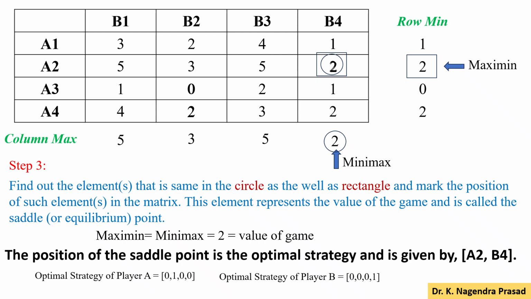One more thing you have to observe. Another position of the saddle point also exists, that is the A4 row and B4 column. So this game has another optimal strategy: the optimal strategy for player A is 0, 0, 0, 1 and the optimal strategy of player B is 0, 0, 0, 1. So this is the solution and thank you.